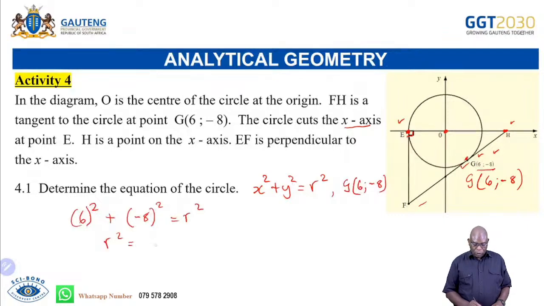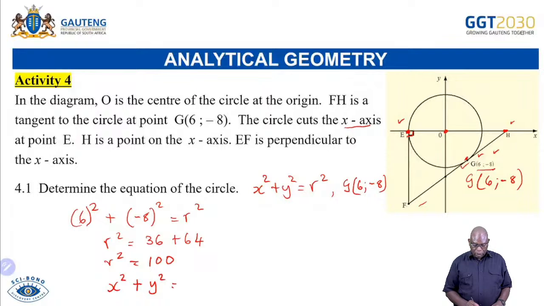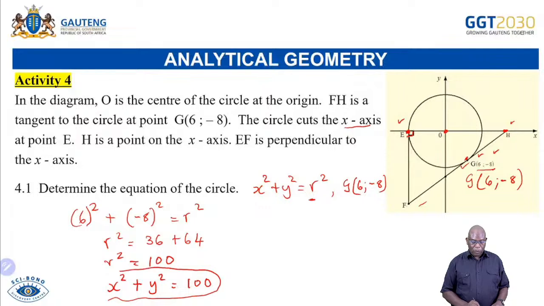Therefore, r squared will be equal to 36 plus 64, that will give us 100. So r squared is 100, which means my equation of the circle will be x squared plus y squared equals r squared. In this case, it will be 100. Please don't get the value of r, because once you get the value of r, then you come back and write down r squared as 10, and that is very much incorrect. So the equation of the circle must be with an r squared, not with an r.